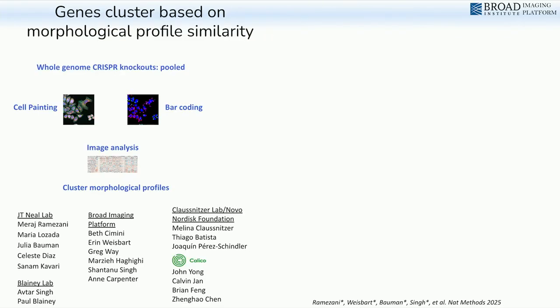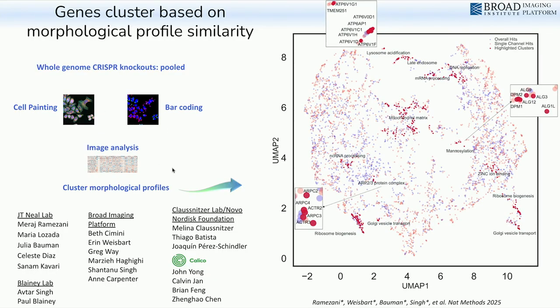So this project involved the team at Calico as well as several labs at the Broad Institute, and the basic idea actually uses the barcoding that I just described. This allows us to take the whole genome CRISPR knockout reagents, pool them together, if I remember right, maybe 4 CRISPR reagents per gene separately, and we pull them all together with their genetic barcodes so that we can do cell painting plus the barcoding and image analysis, and that allows us to cluster the morphological profiles.